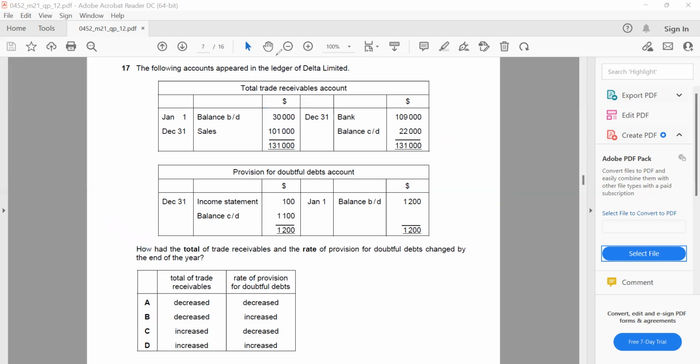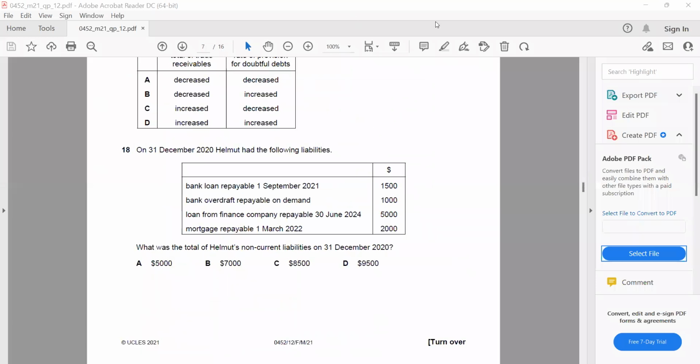Okay, now let's move on. Question 18. Okay, next, continue. On 31st December 2020, Helmut has the following liabilities: bank loan repayable, bank overdraft, and look at this date. This is less than a year. Bank overdraft repayable on demand, this is short term, also less than 1 year. Bank loan from finance, this one repayable, that means this is long term, more than 1 year. Mortgage, this one also more than 1 year.